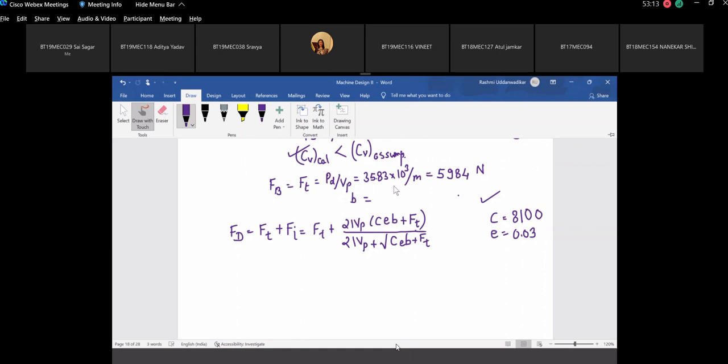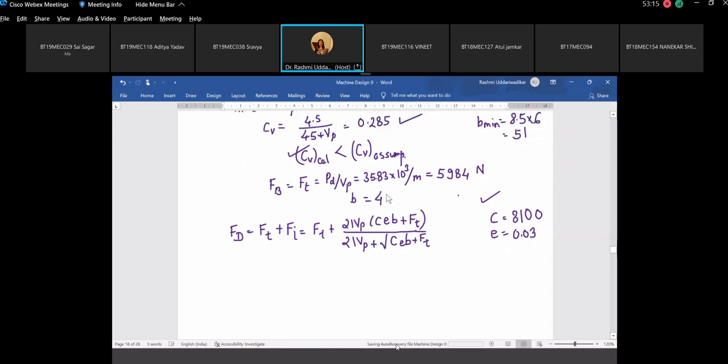Now this is telling you that this is not strong enough because this value is coming out to be less than B minimum. So your B minimum value is 51. To make the beam stronger, your B value must be greater than B minimum. So we cannot go with this value. You can increase the value of B to 8.5 times M, or you can even go with 9 times M.